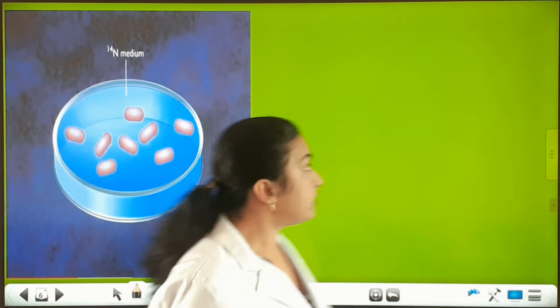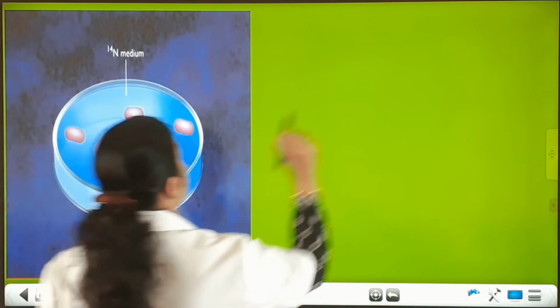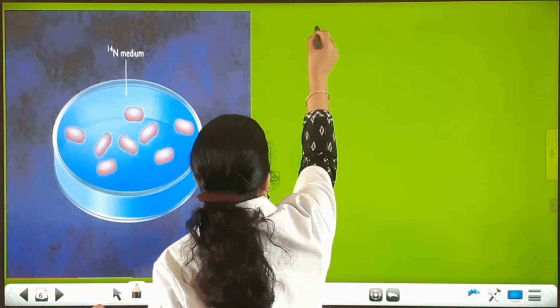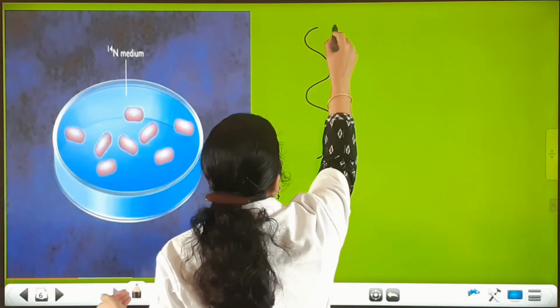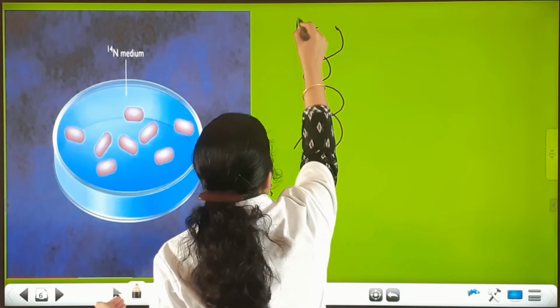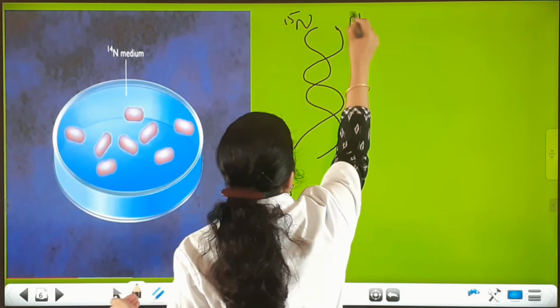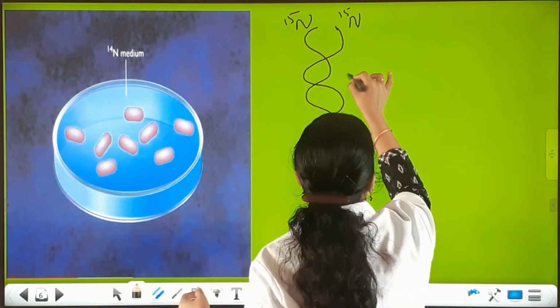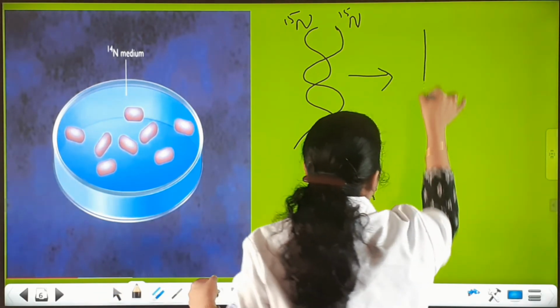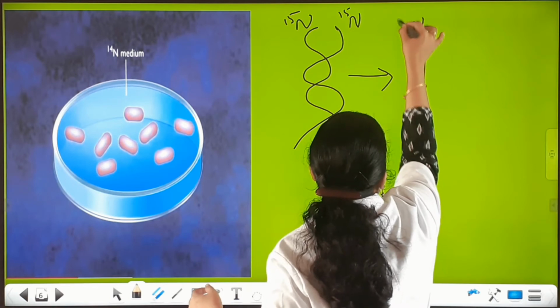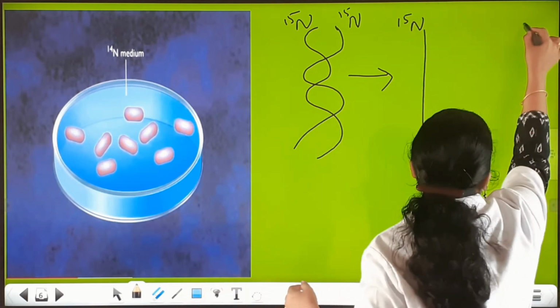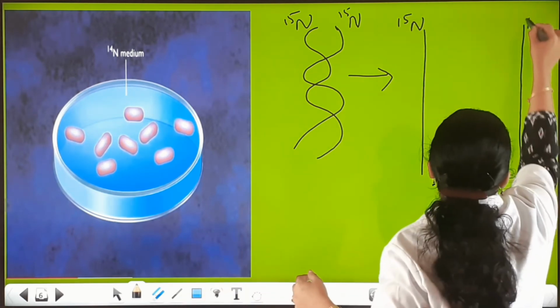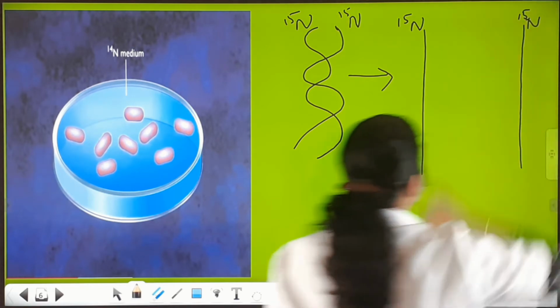After that, they observed the following. As I told you, here this is N15 and here this is N15. The two strands are N15. We can separate the two strands. So this is N15 and here also this one is N15.